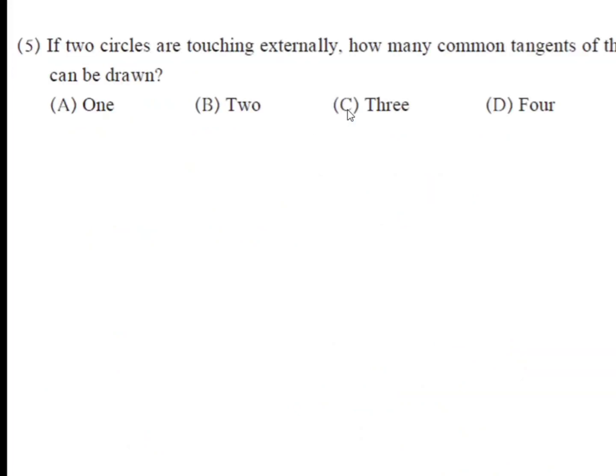Let us consider the next question. If two circles are touching externally, how many common tangents of them can be drawn? 1, 2, 3 or 4. So for this one, let us have a circle, and there is another circle which is touching externally the first one. So let us consider the smaller circle which touches the first one externally. The question is asked, how many common tangents can be drawn to these circles?